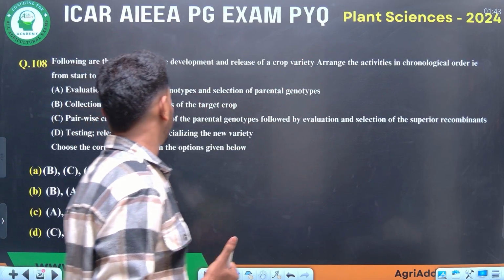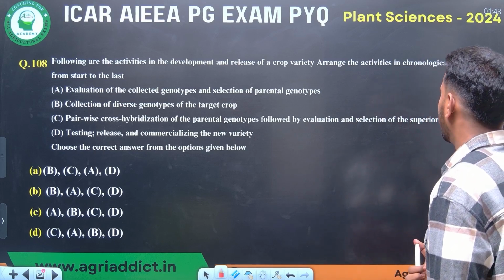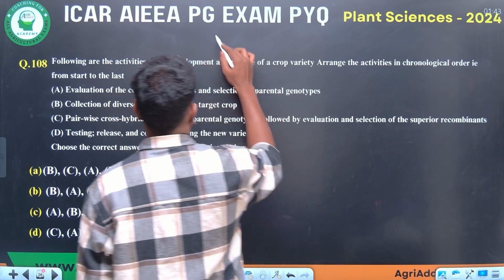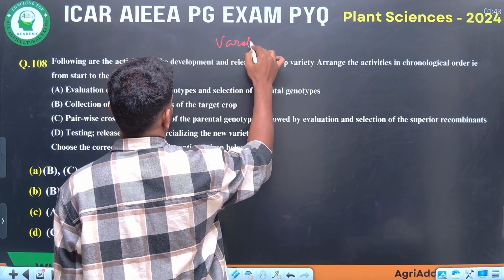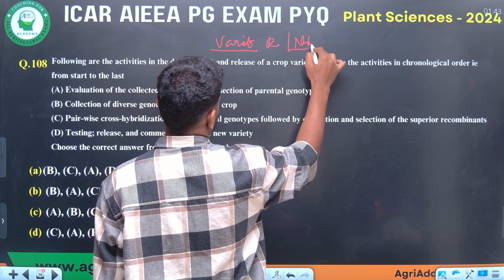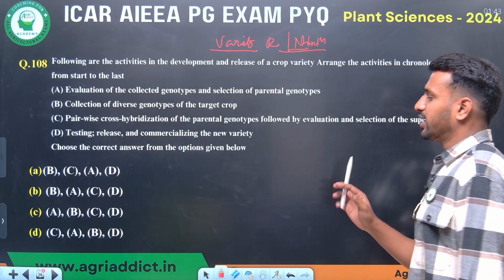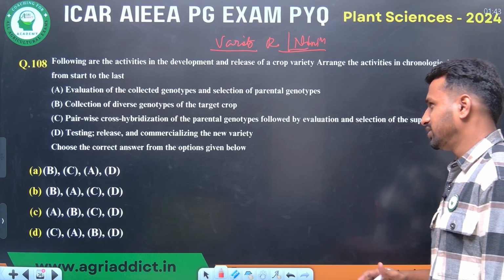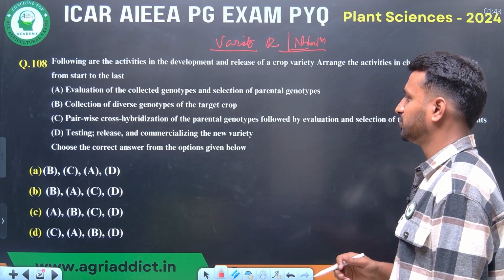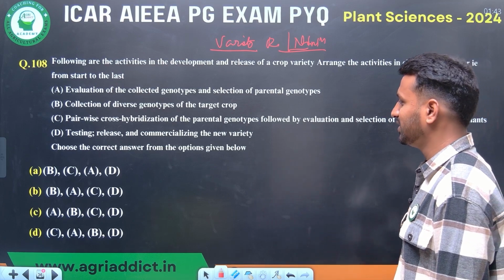Next, the following are the activities in the development and the release of the crop variety. Arrange the activities in a chronological order. I have talked about this in the variety release and notification chapter. I have discussed this clearly. Let's see. Variety release and notification. Now, evaluation of the collected genotypes and selection of parental genotypes, and collection of diverse genotypes for the target crop, pairwise hybridization, testing, release and commercialization.